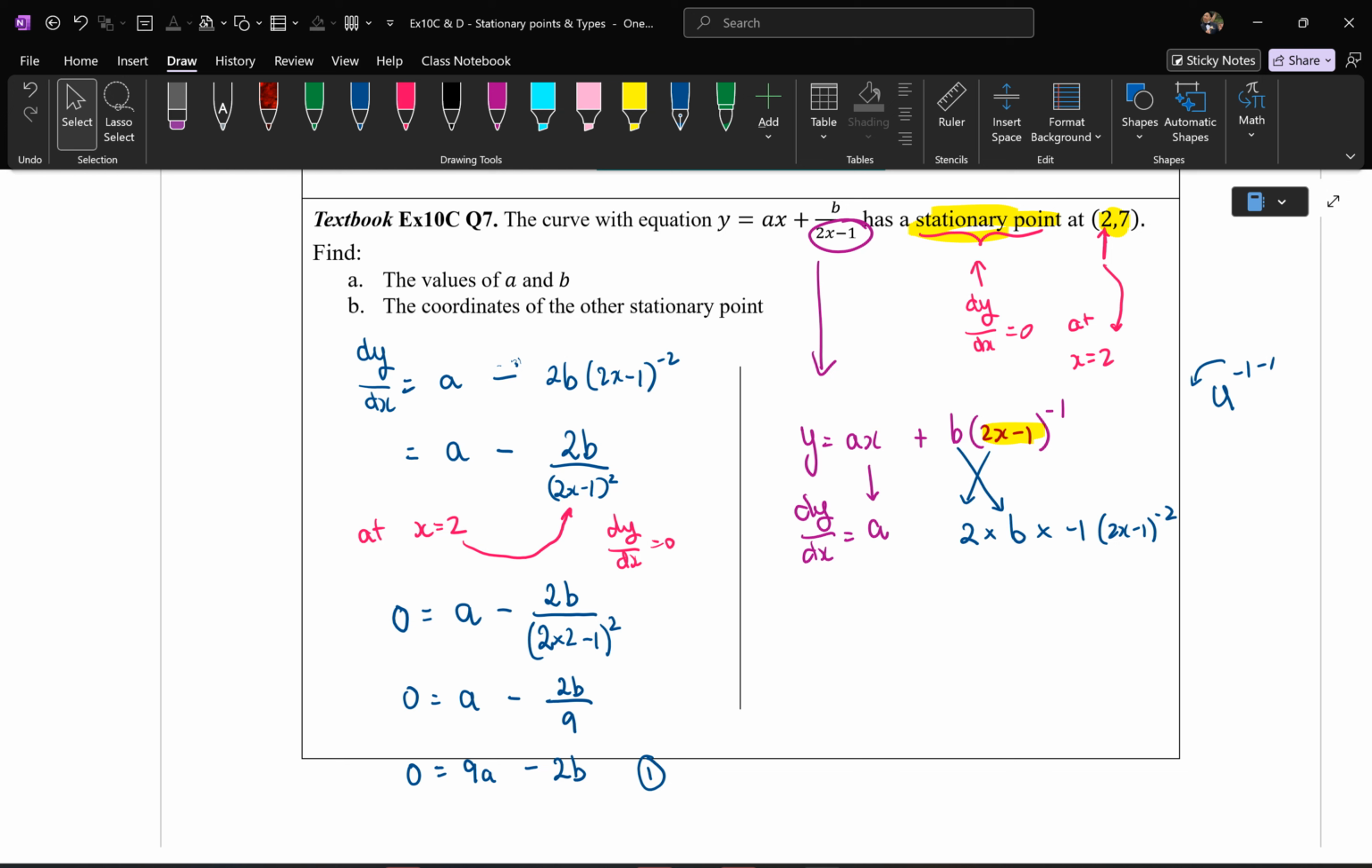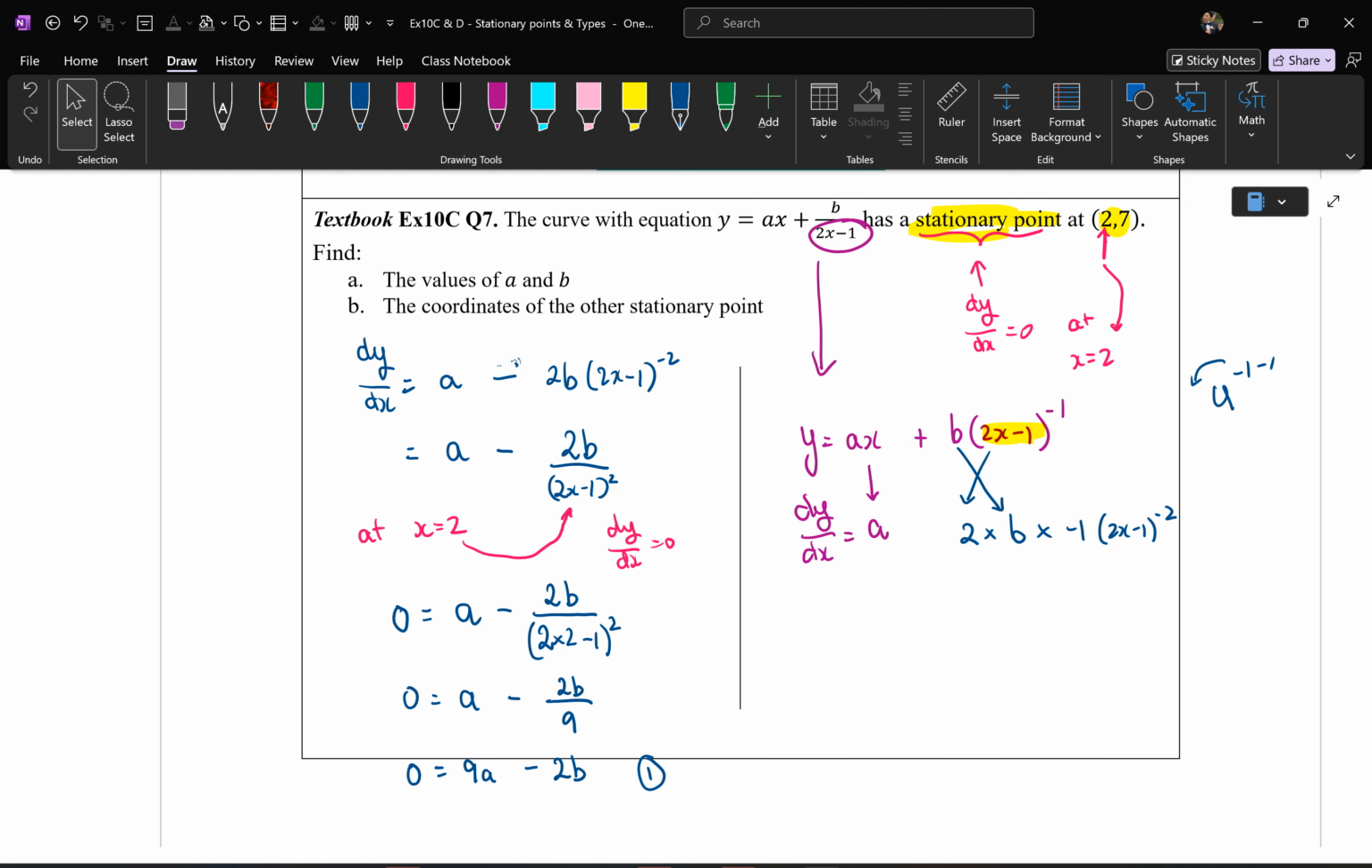I showed you the chain rule, what Ryan did in his head to get to the derivative. Subbed in x equals 2 and the derivative equals 0, and I've got 1 equation. I have to solve for A and have to solve for B. So where's my next piece of information? You sub 2, 7 into the original equation. Beautiful. And that was hidden.